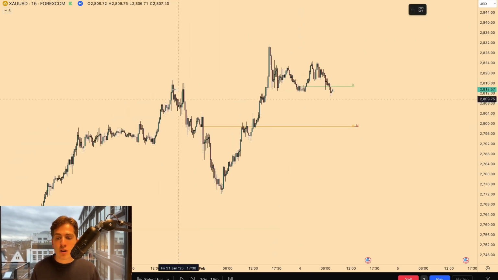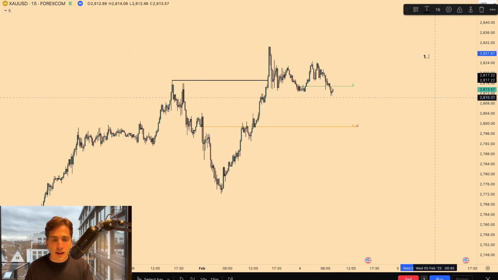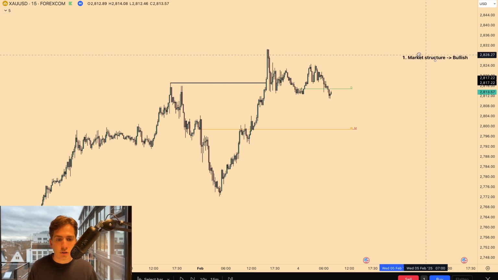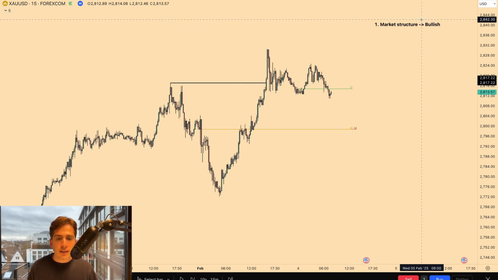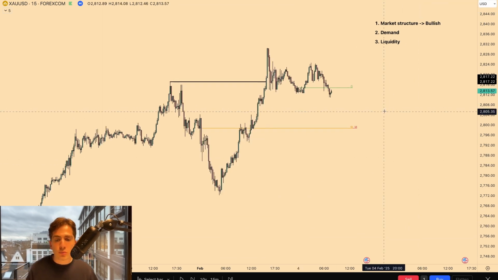So what we had here was 1, a break of structure towards the highs. Therefore, remember the same confluences that we were just applying. We have market structure that is what? It is bullish. So the market structure is bullish overall. Then again, confluence point number 2, we need an area of demand, and confluence point number 3 is liquidity. So do we have these confluences here on the chart?